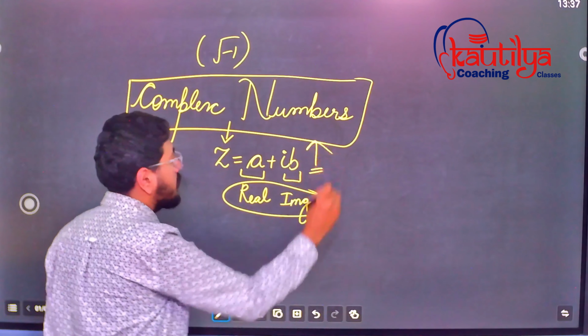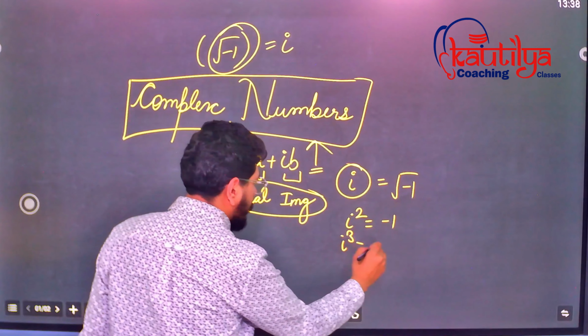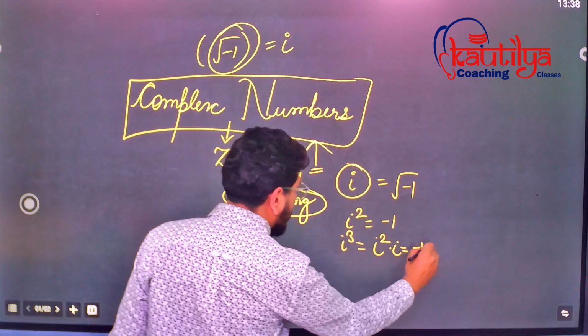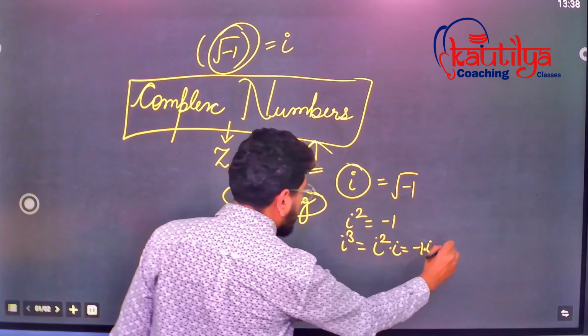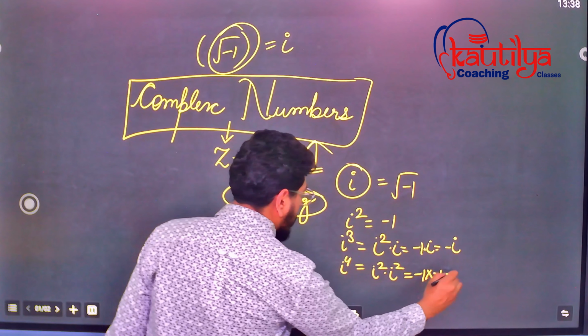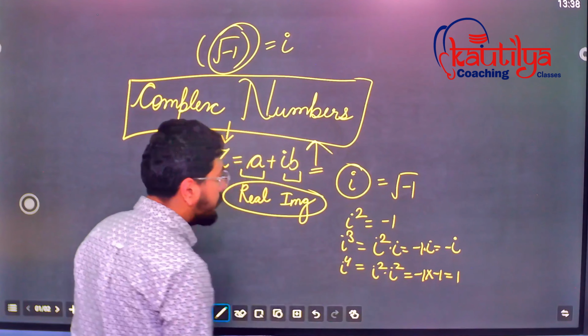So now the powers of iota. If we are talking about iota square, it will give you the result -1. Iota cube is iota square into iota. Iota square is -1 into iota. The answer is minus iota. Iota 4 is iota square into iota square, which is equal to -1 multiplied by -1. The answer is 1.